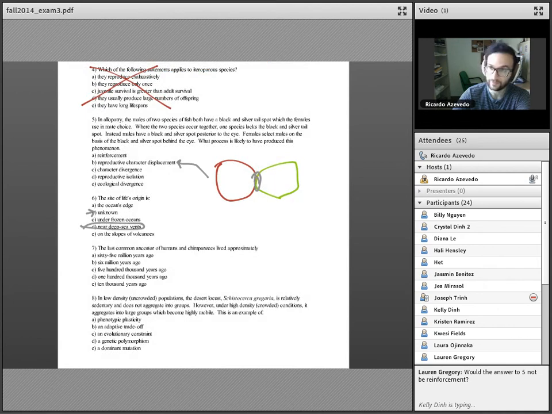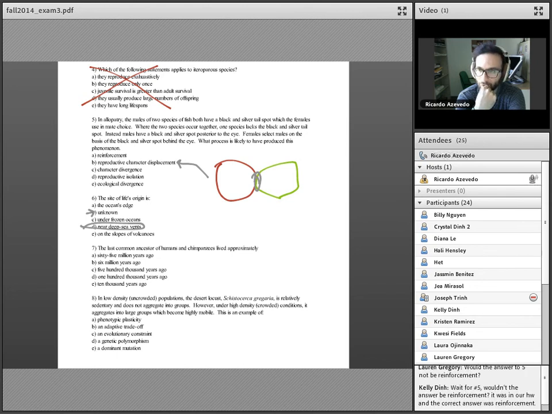Again, in the origin of life chapter, they postulated a few different possibilities as to how life originated. They had the deep sea vents. They had the clay polymerization. Someone's saying a reinforcement.